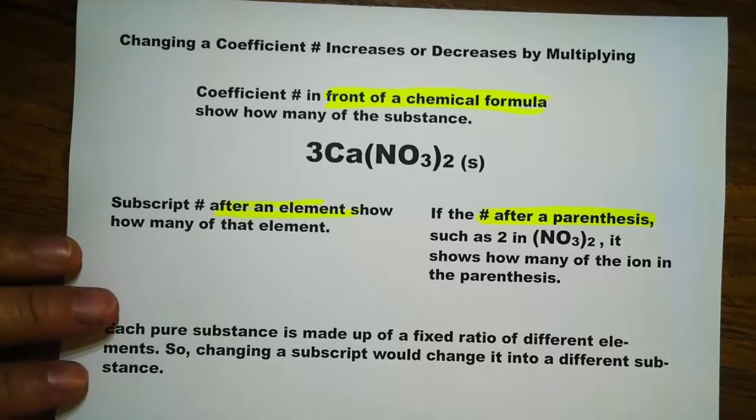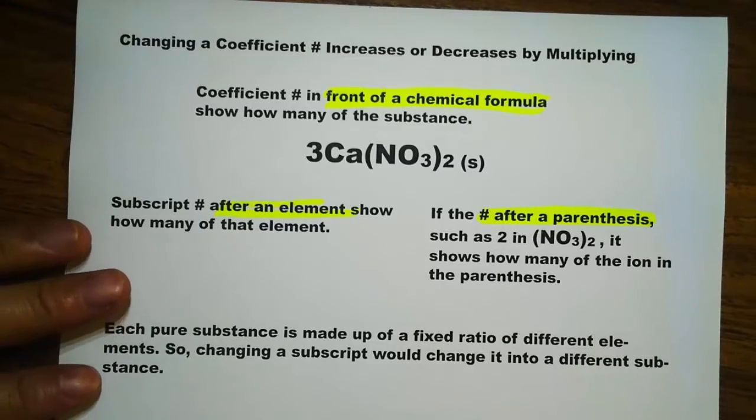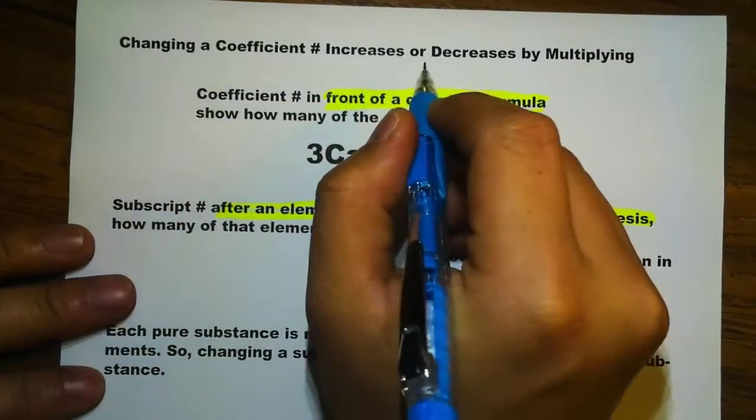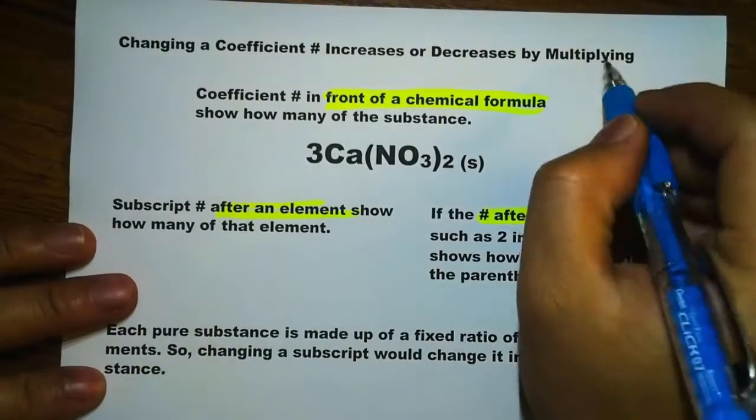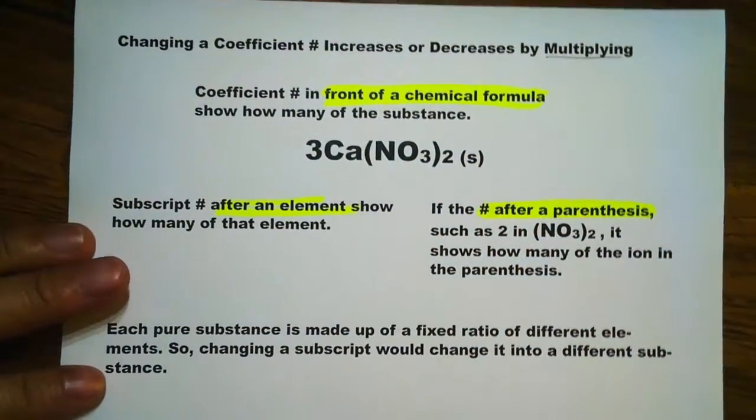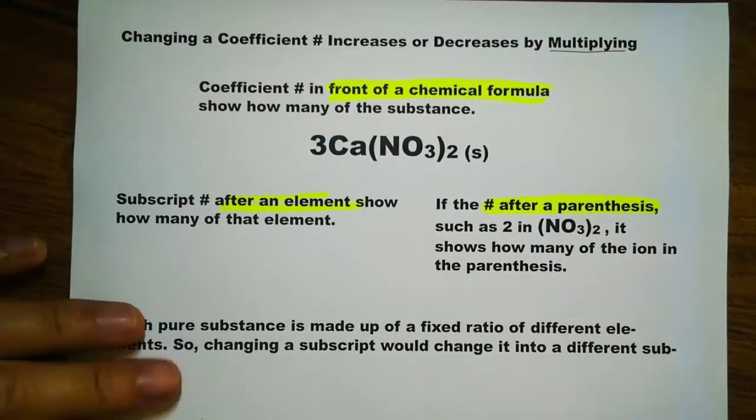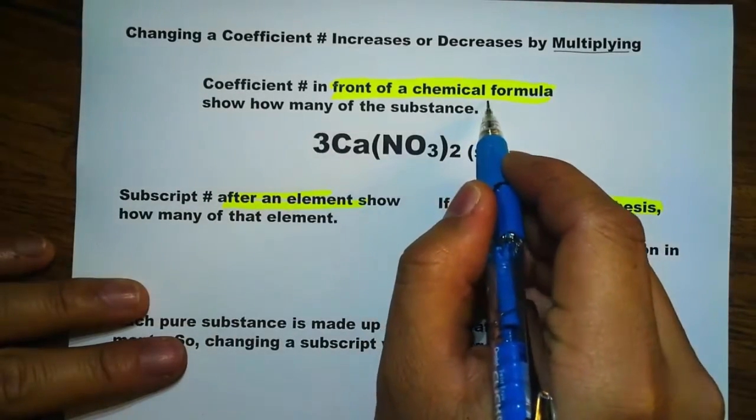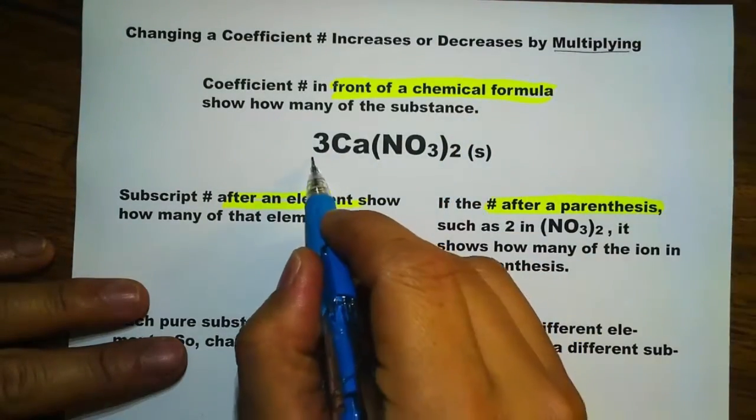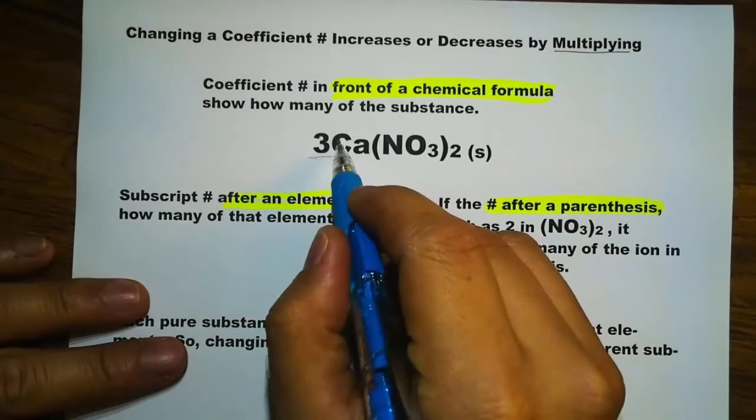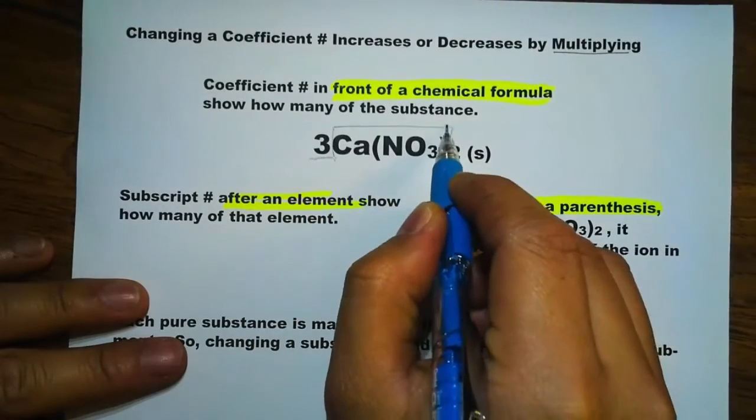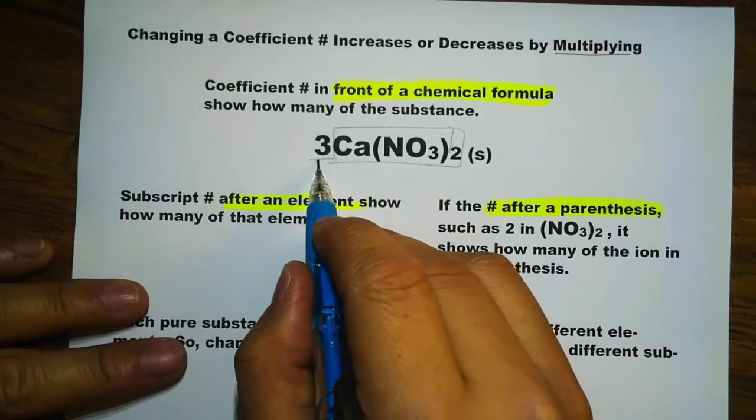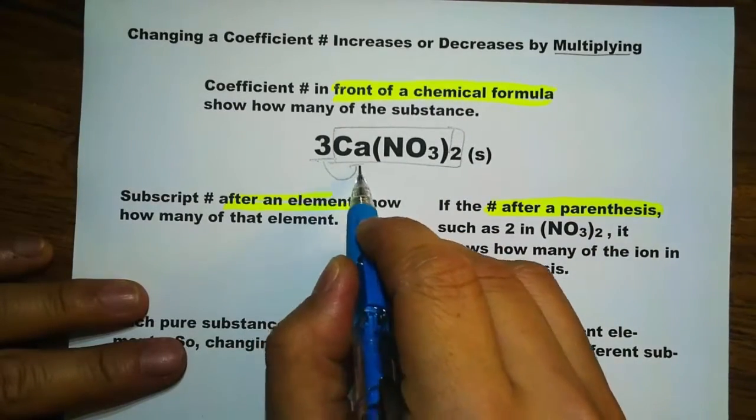In this lesson, we are going to look at how changing a coefficient number increases or decreases the number of moles in a chemical formula by multiplying by that coefficient number. So let's review. The coefficient is the number in front of a chemical formula, right? And in this case we have 3. It tells us how many of that substance. So how many of this substance? In this case that's 3, so that tells you there are 3 of that substance.